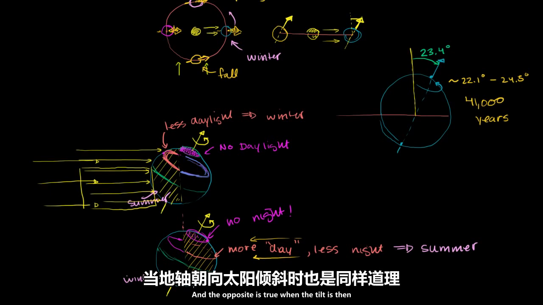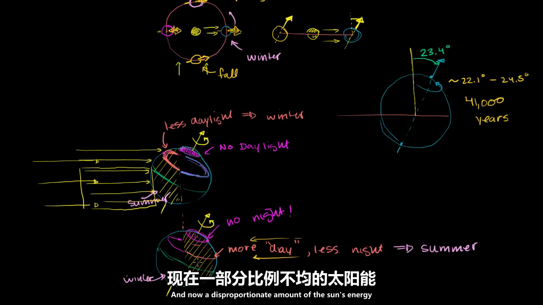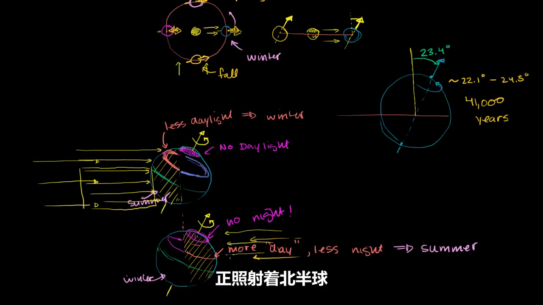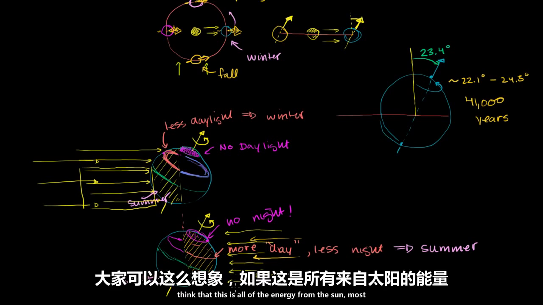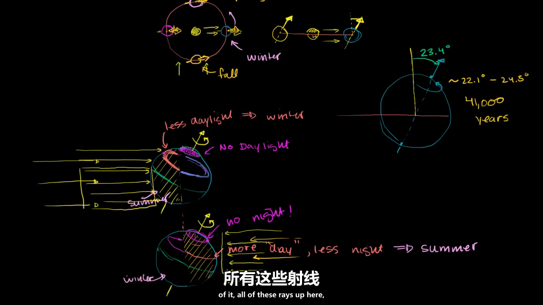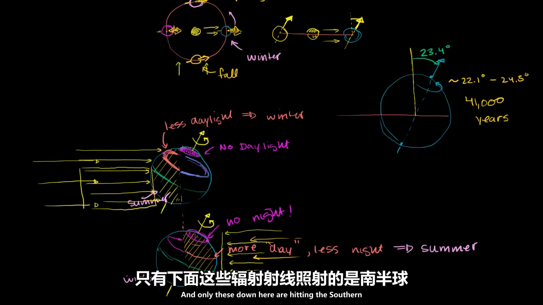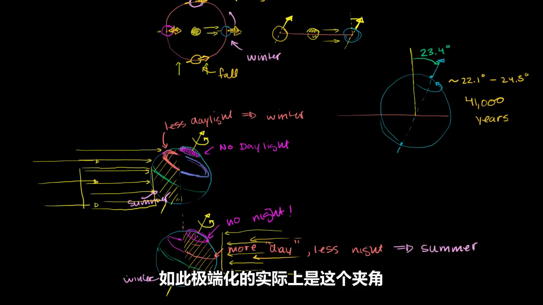And the opposite is true when the tilt is then towards the sun. Now a disproportionate amount of the sun's energy is hitting the northern hemisphere. So if you just think that this is all of the energy from the sun, most of it, all of these rays up here are hitting the northern hemisphere, and only these down here are hitting the southern hemisphere.